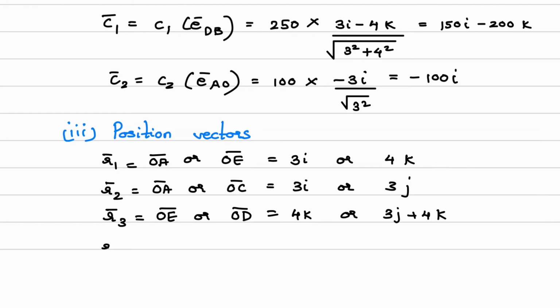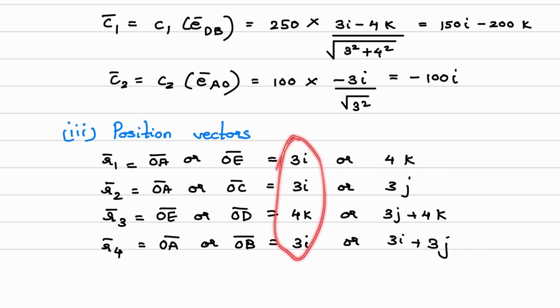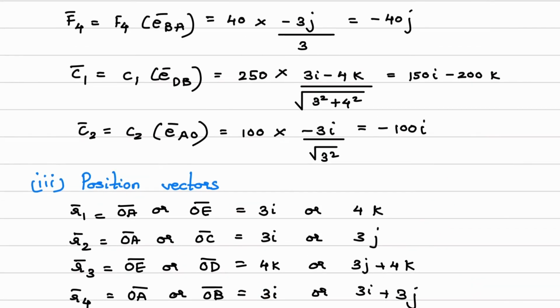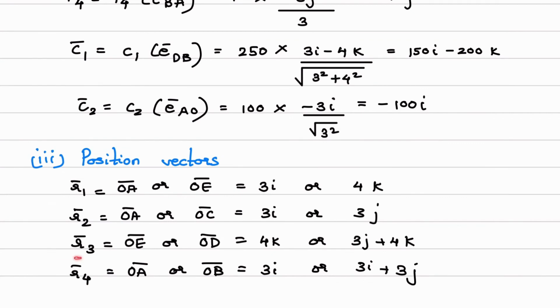And the position vector of force 4 will be OA or OB, 3I or 3I plus 3J. Now in the exam, when you are solving this numerical, you can write either this value or this value. You can take any one, but there is no need to show both of them. Here, just for explanation purposes, I have shown both values. The remaining part, I'll explain R3 and R4.